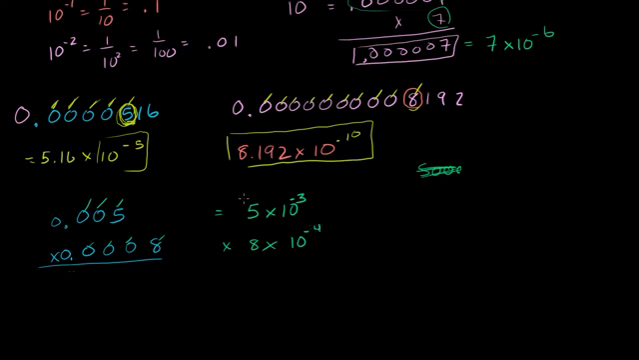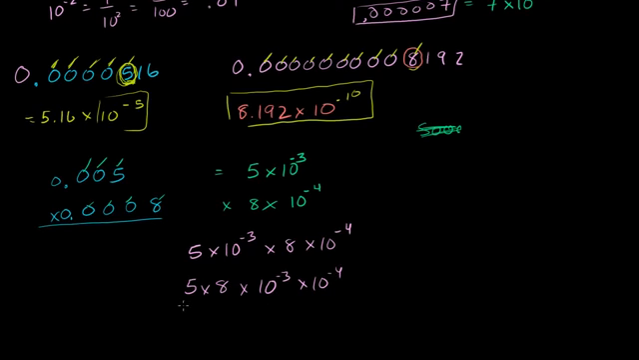So if we're multiplying these two things, this is the same thing as 5 times 10 to the minus 3 times 8 times 10 to the minus 4. There's nothing special about the scientific notation. It literally means what it's saying. And in multiplication, order doesn't matter. So I can rewrite this as 5 times 8 times 10 to the minus 3 times 10 to the minus 4. And 5 times 8 we know is 40. So it's 40 times 10 to the minus 3 times 10 to the minus 4.